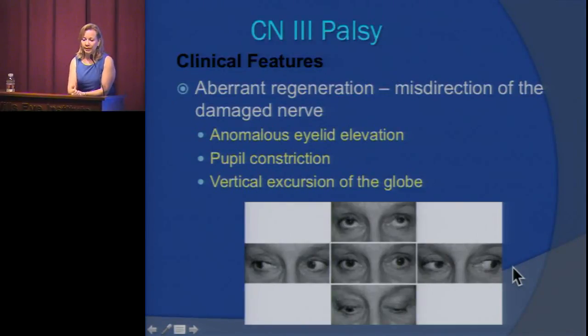In third nerve paresis, again, a board question, you want to be aware of aberrant regeneration, and this is misdirection of the damaged nerve. In this situation, you can get anomalous eyelid elevation, and showing in this picture, when the eye goes into down gaze, the eyelid elevates. And that can occur in almost any direction. They can adduct the eye, and you can see elevation of the eyelid in adduction, or they can superduct the eye, and the eyelid goes flying up. You can also see pupillary constriction in any of those positions because of the aberrant regeneration. Or you may get vertical excursion of the globe when the eye is being moved horizontally.